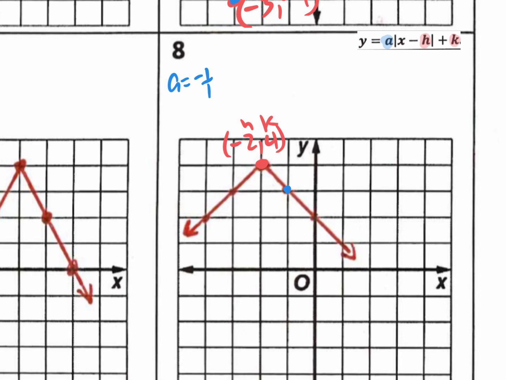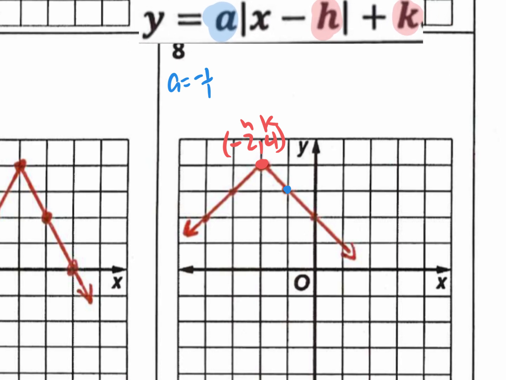So when you think of this form right here, you could just plug it in. You have y equals, the a value is -1/1. You could just put a -1/1, or you could put a negative sign or a -1. Open absolute value, x minus h, and that h value is a -2. And then you have the plus 4 at the very end. And that minus minus changes to plus plus.